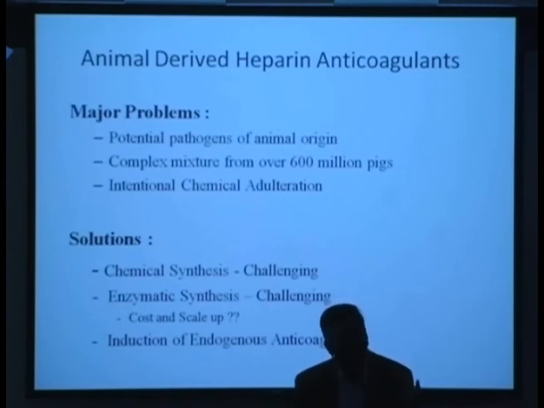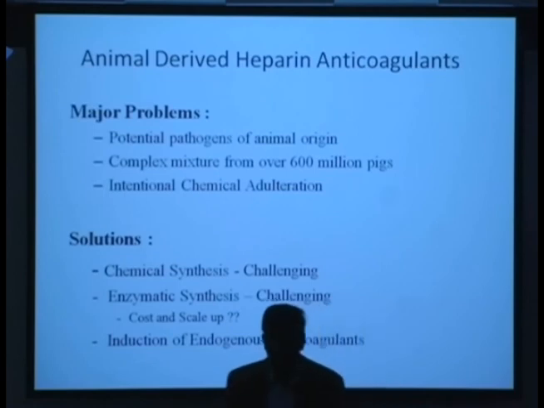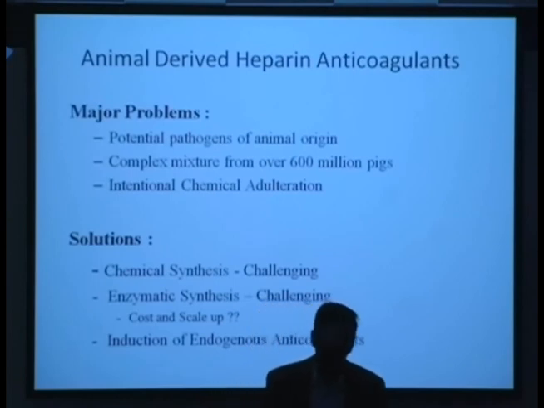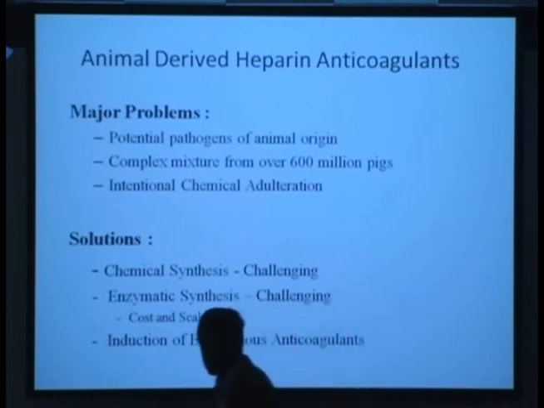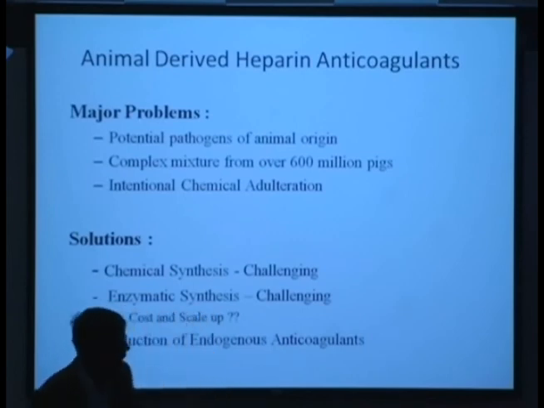Think about that. The molecule itself is very complex. Variations exist even from the same pig, so many variations. When you mix up 600 million pigs and get this heparin in tons and tons, thousands of kilograms for world supply, how much heterogeneity exists?